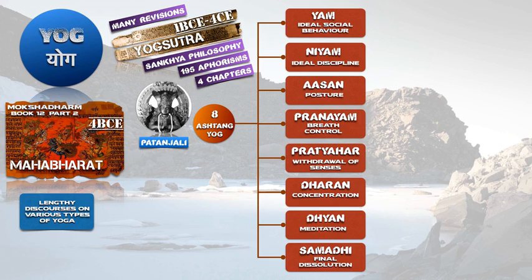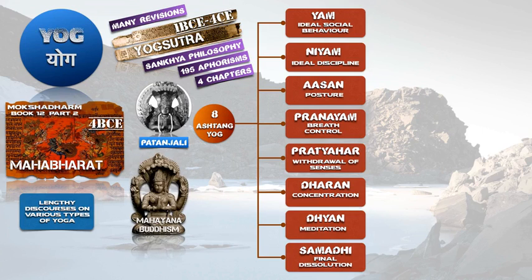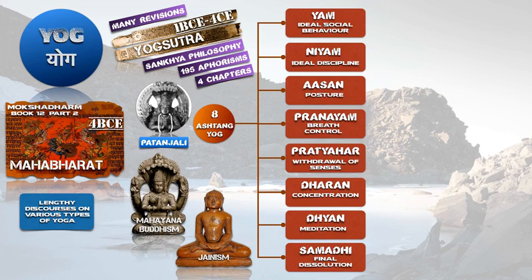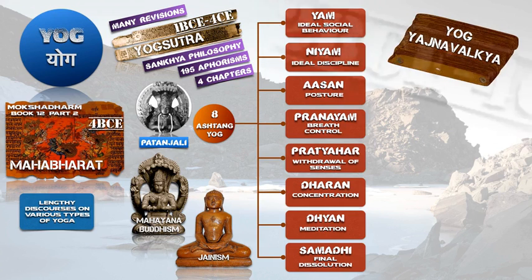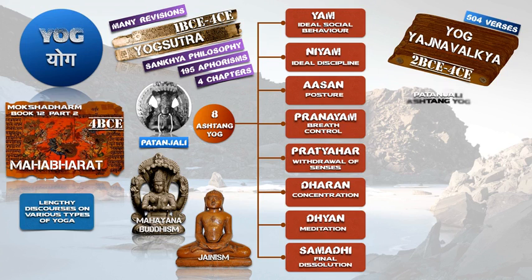Yoga Sutra shows shades of Mahayana Buddhism and is also supposed to be at the core fundamentals of Jainism. Yoga Yajnavalkya, codified around 2nd BCE to 4th CE, contains 12 chapters in 504 verses, and expounds Patanjali's 8-limbed yoga or Ashtanga Yoga.